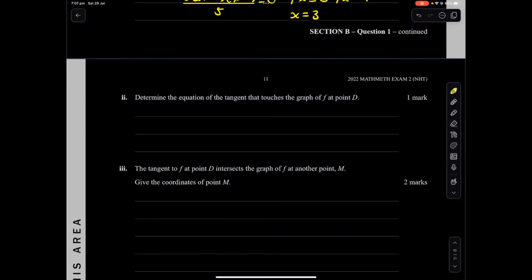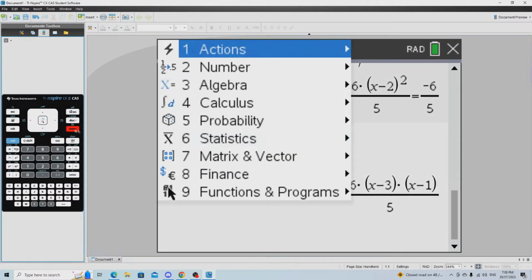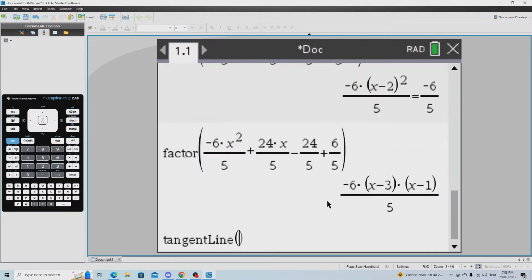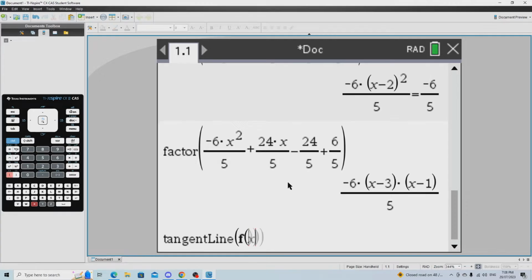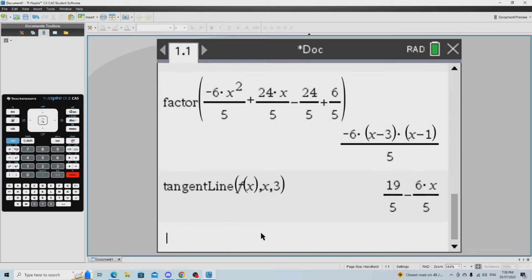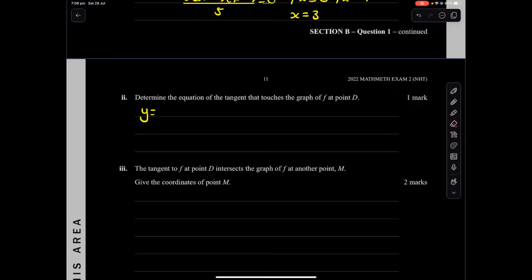Next question, determine the equation of the tangent that touches the graph of f at point D. Very easy, 1 mark. So we're going to say y equals, okay, now go to this menu, go to calculus, and go to tangent line. With the function f of x, comma, at the point D, which is x equals 3, we get 19 over 5. So we can just rewrite this as y equals negative 6x over 5 plus 19 over 5.